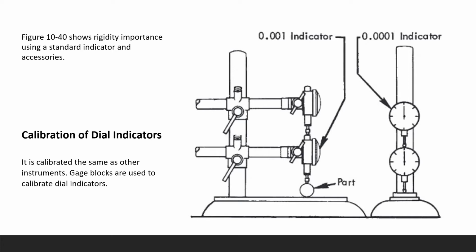So here we have a double right there, and this is my part, and we're measuring it, and you can see the front view. This is showing you the 0.0001 indicator, and the second one is a 0.001 indicator. Calibration of dial indicators. You have to do calibration, so it is calibrated the same as other instruments. So we're going to use gauge blocks again to calibrate the dial indicators.